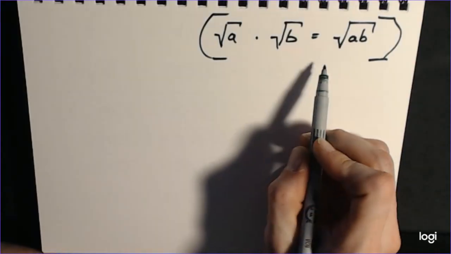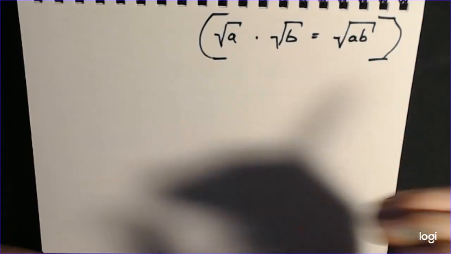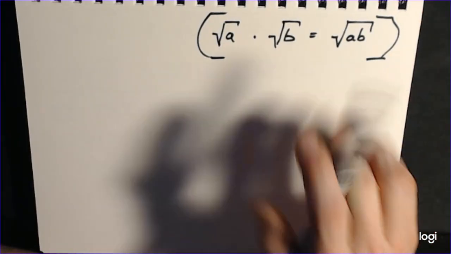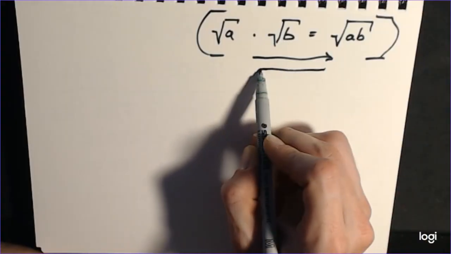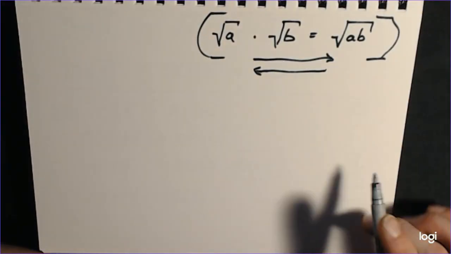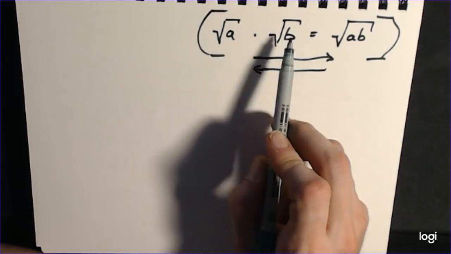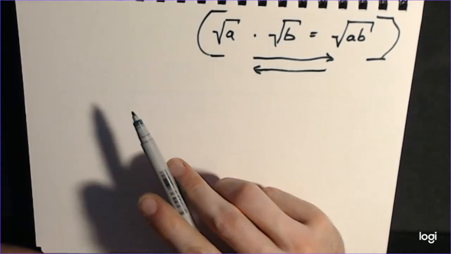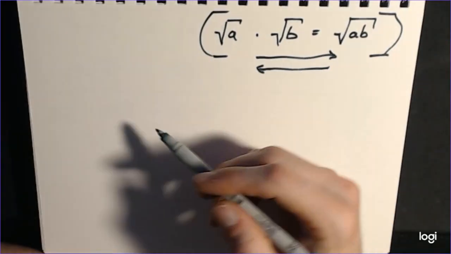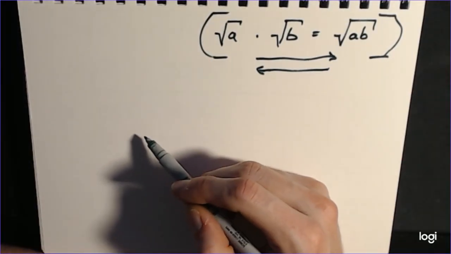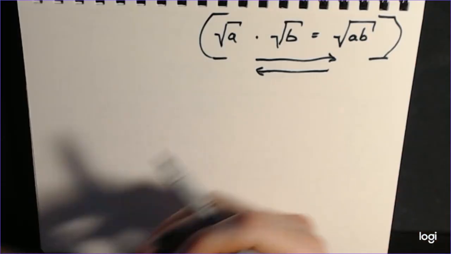Now again, just like the identity for division, the identity for multiplication is best viewed to the right and to the left. So let's look at that real quick. Going to the right, it means that if we have these two numbers, we can just combine them. Having multiple radical symbols can make an expression or an equation look very messy.